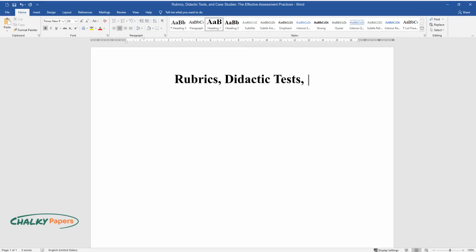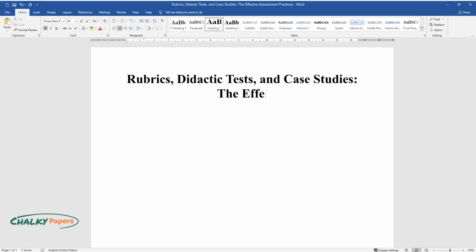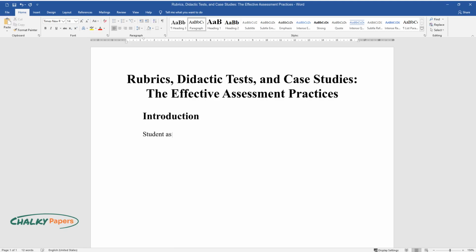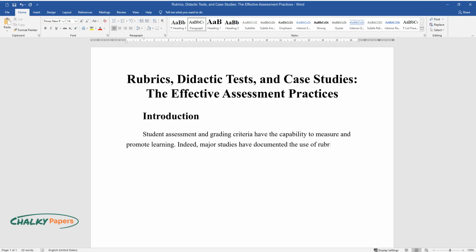Rubrics, didactic tests, and case studies: the effective assessment practices. Introduction. Student assessment and grading criteria have the capability to measure and promote learning. Indeed, major studies have documented the use of rubrics, didactic tests, and case studies as useful assessment tools.